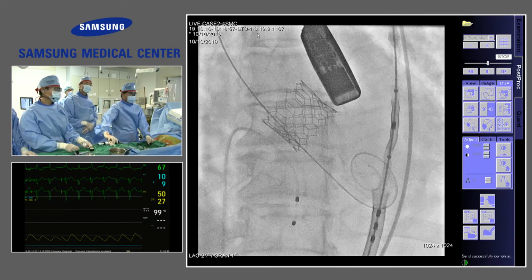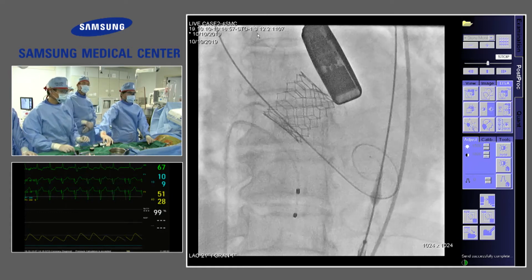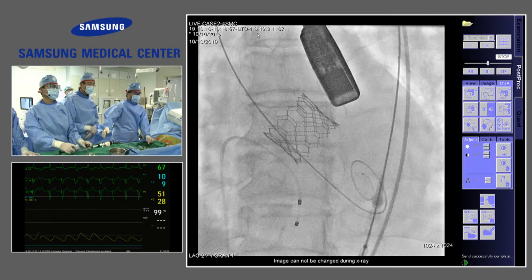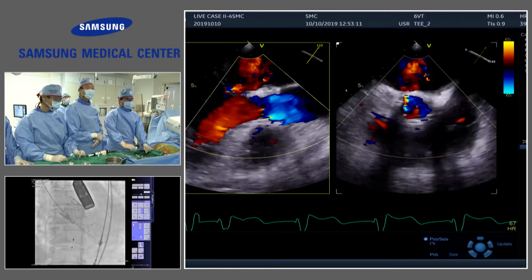Please show us the TEE on the screen, please. I think we can centralize the wire a little bit so that we don't mix up. Is it actually the wire leaning against one part of the frame?